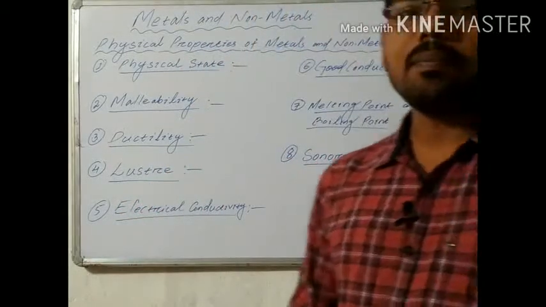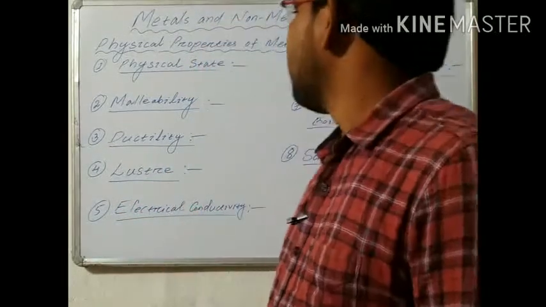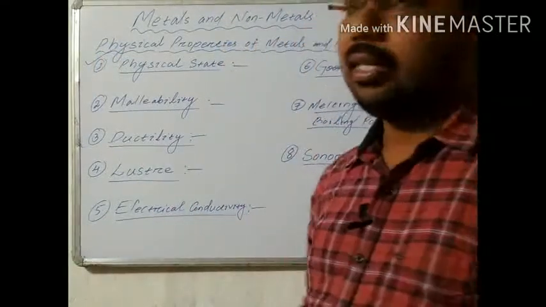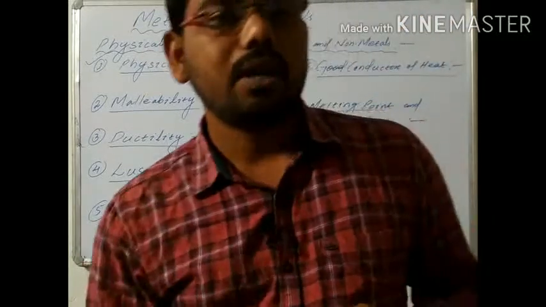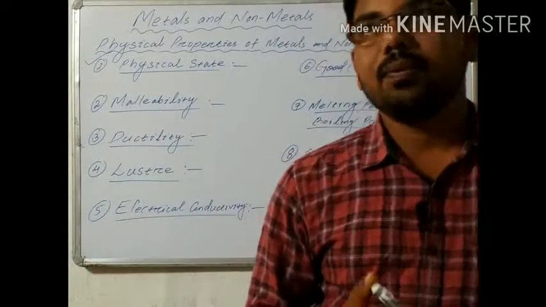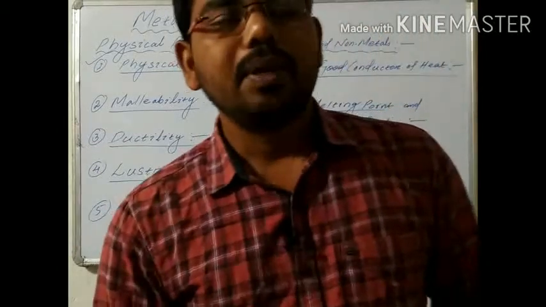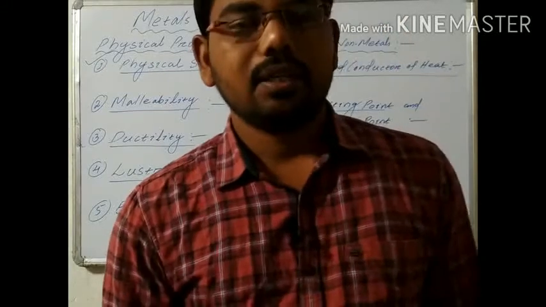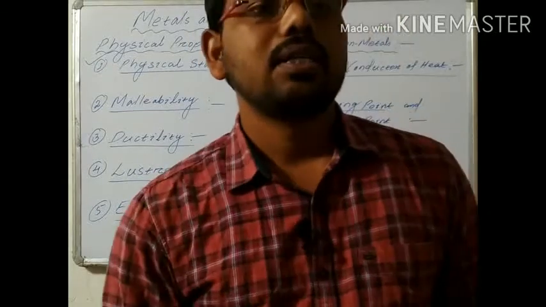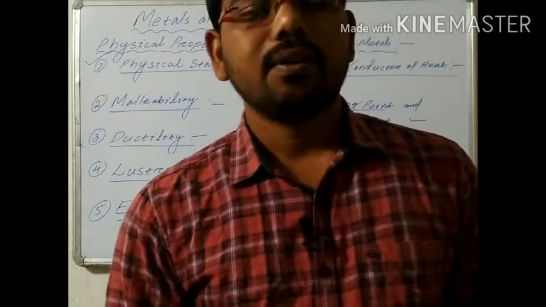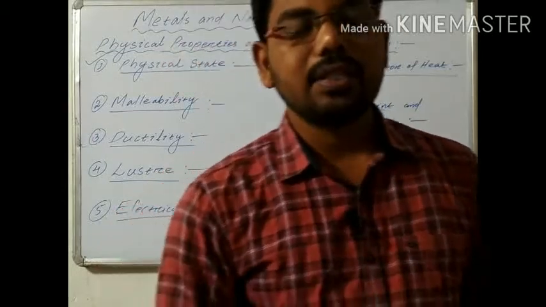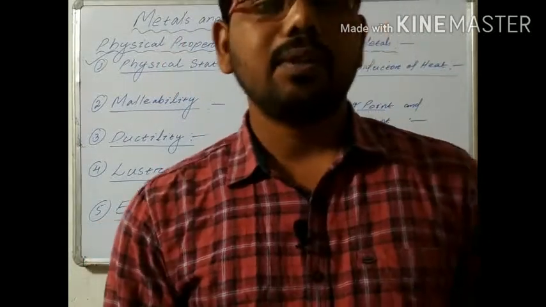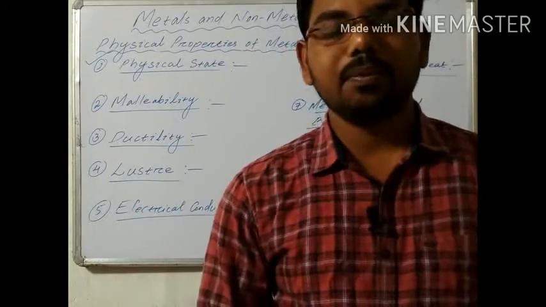First, the physical properties of metals. The first property is the physical state. Physical state means in which state they occur. Mainly, metals are found in the solid state. Metals like iron, copper, silver, tin are all found in solid state at room temperature. But some metals, very few, are found in liquid state.